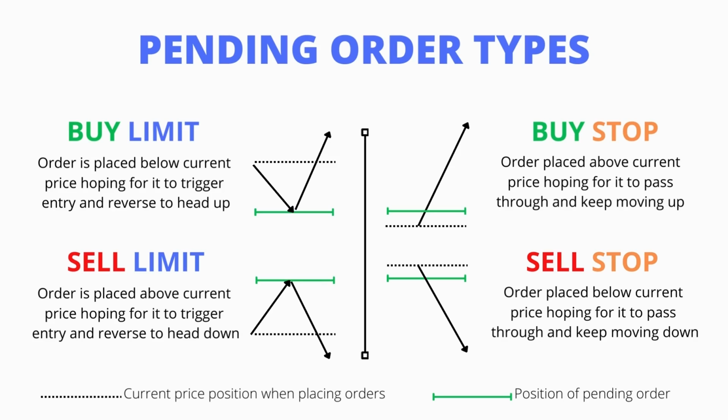And then moving on to the stops, we've got your buy stop. So this is where your order will be placed above the current price, and you are hoping for it to pass through and keep on moving. So this is good if you were expecting, say, price to break out and you wanted to catch that move, but maybe you couldn't sit at the computer. So you would put that entry in, expecting price to come up, hit you in, and just keep going up because obviously you're in a buy.